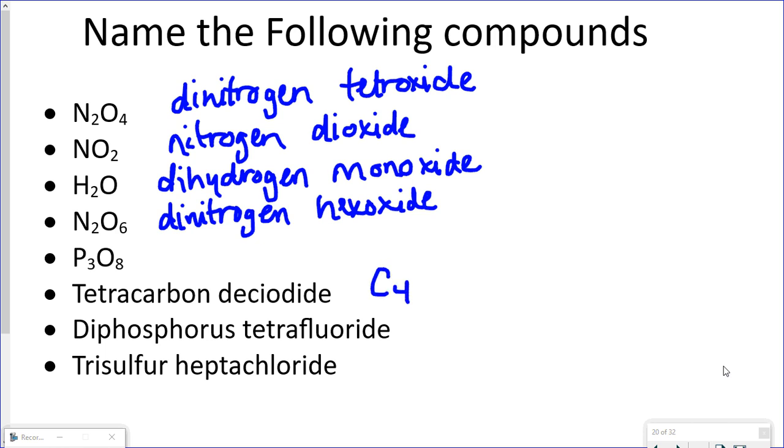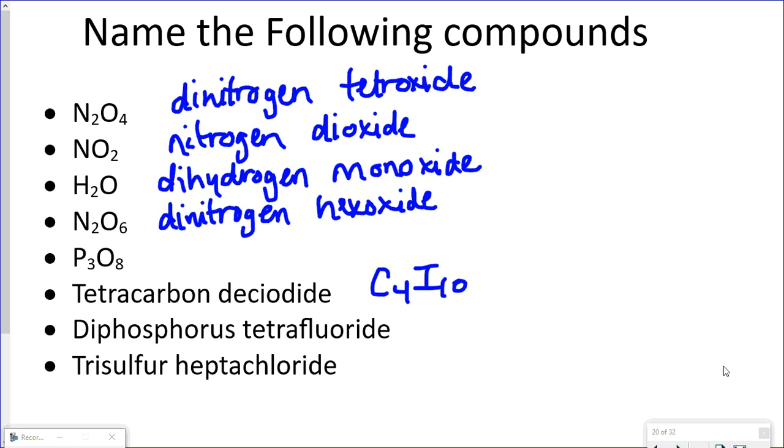Dekiodide. So deca is 10, and iodide is from iodine, so I, so this will be I10. And note that we do not reduce these like we did ionic compounds. We leave them as is. Let's look at the next one.